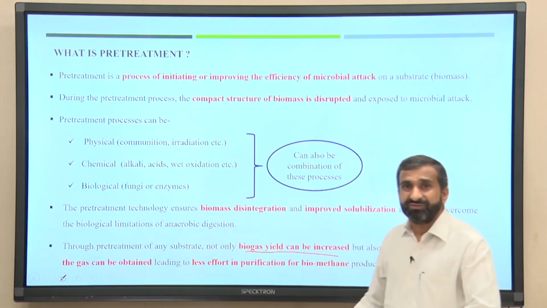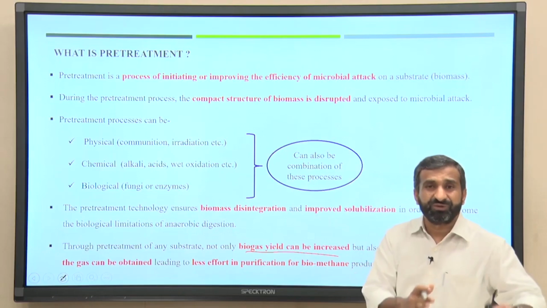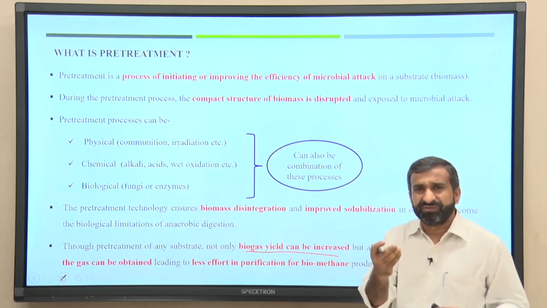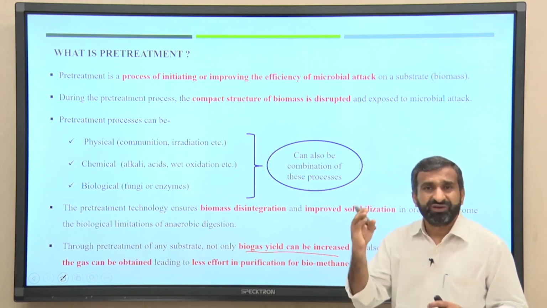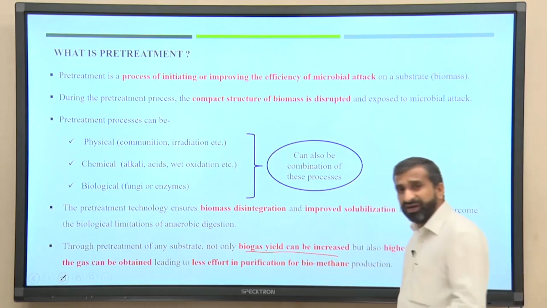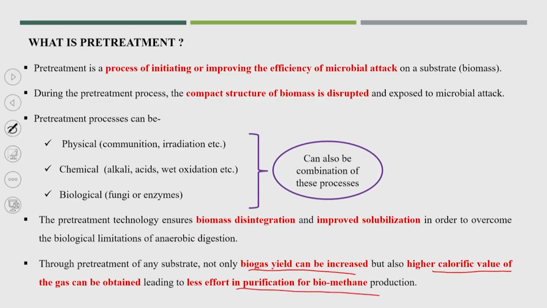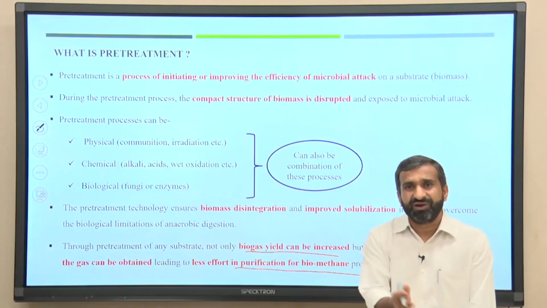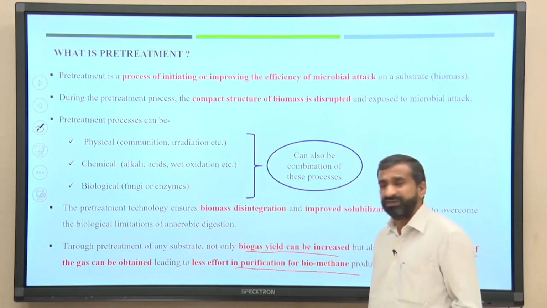What do you mean by calorific value? It means more methane is possible. Normally, if you do not have a proper pretreatment process, your methane concentration may be 55% or 60%, but with proper pretreatment it is possible to have more methane, up to 70%. Obviously, it will have a higher calorific value, and also less effort for the purification of biomethane, because more methane and less carbon dioxide will be available. So the effort for purification will also be less if you have a proper pretreatment process.